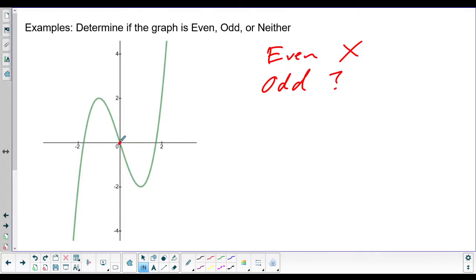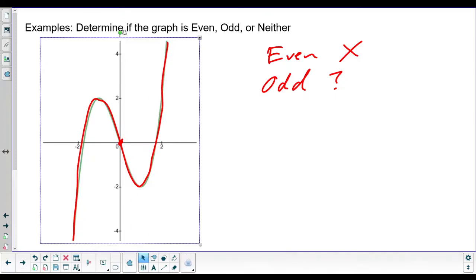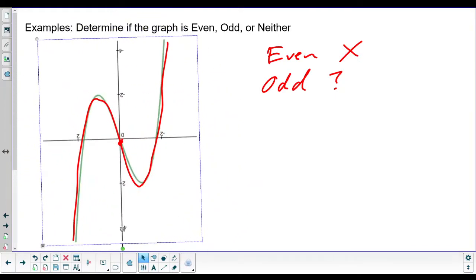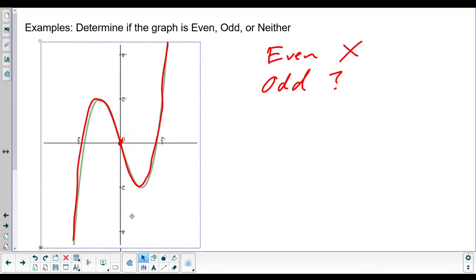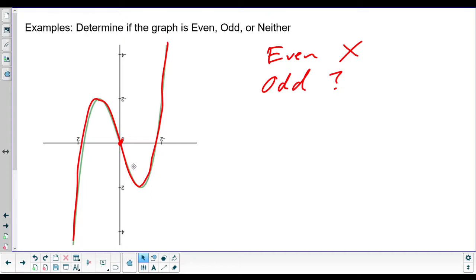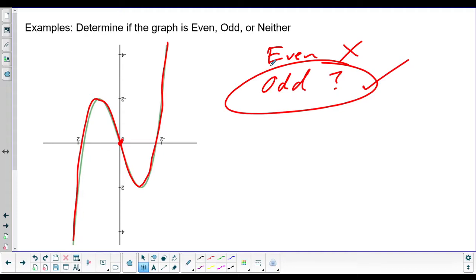If we pin down our origin, and then trace it very carefully, then we rotate it 180 degrees. Make sure your origins line up. Ooh, that's pretty close. So this one definitely looks odd. So this is an odd graph. Okay. And it's that easy. It's really not rocket science.